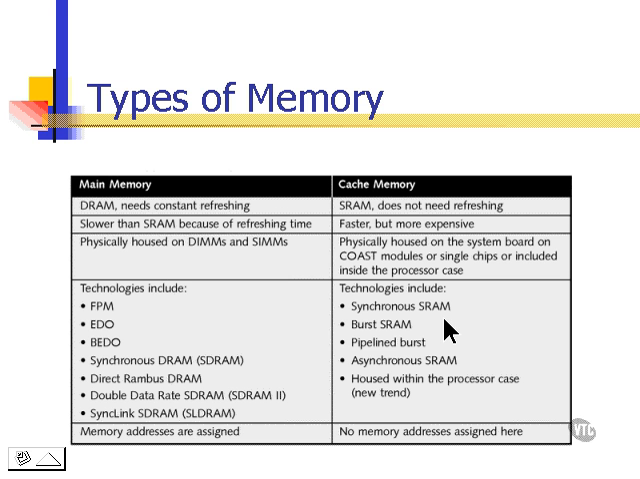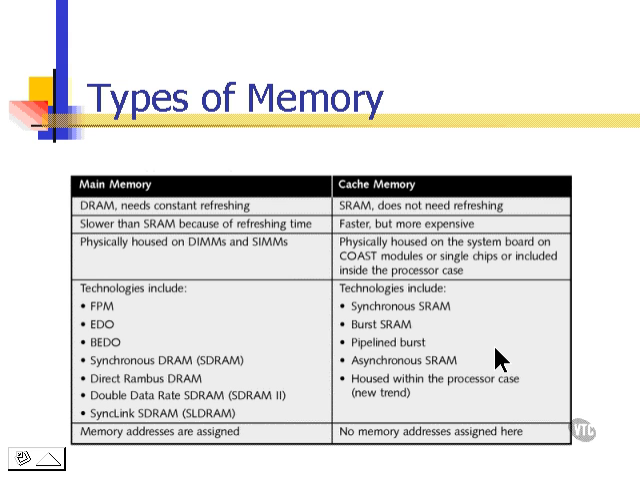Technologies for cache RAM include synchronous SRAM, burst SRAM, pipeline burst SRAM, asynchronous SRAM, and new types of RAM that are housed within the processor case.